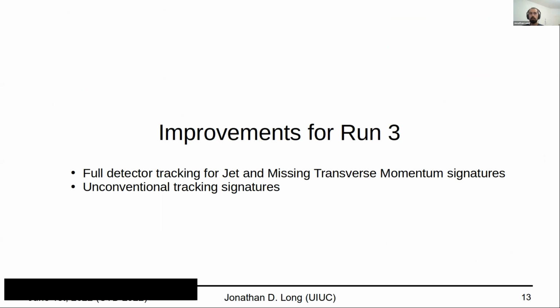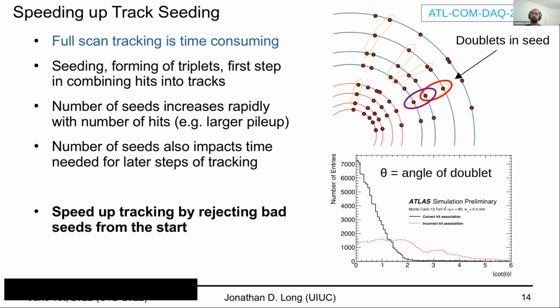So full scan tracking is, of course, time consuming, so we really want to speed it up. And we can start from the very beginning, which is the seeding. So we start by forming triplets from pairs of hits, for example, those circled here. And as you get more and more pileup, of course, you have a large combinatorics problem that you have to deal with. And so the idea is to speed up tracking as a whole by rejecting bad seeds from the start, so you don't waste time processing them downstream.